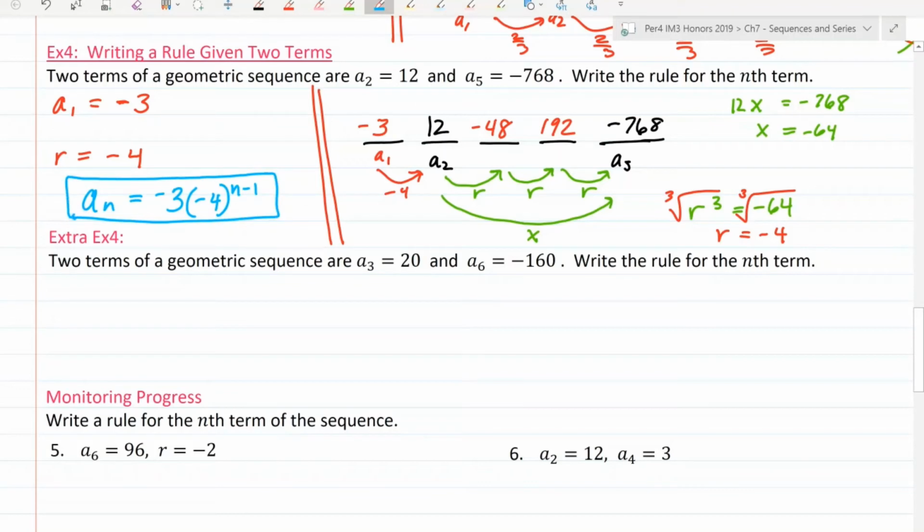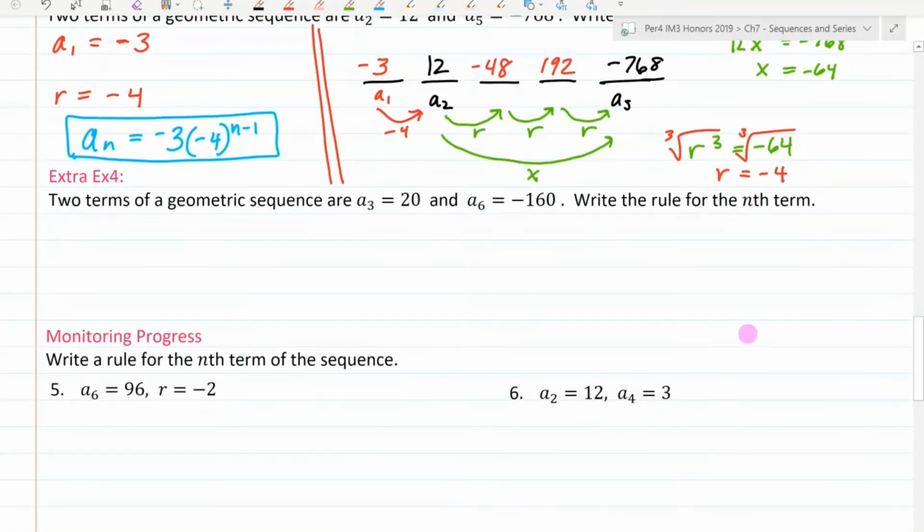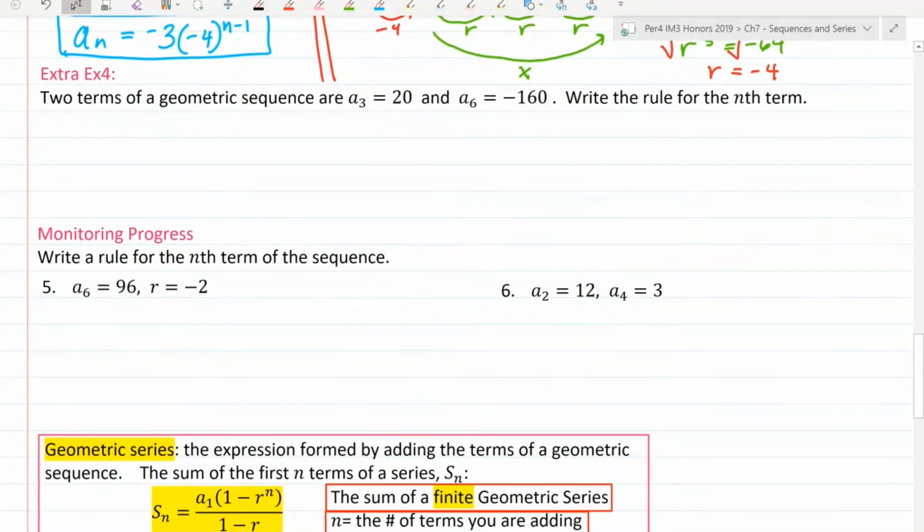All right, try the extra example 4, and if you want, actually try all 3 of these and come back and check your answers afterwards. After you pause. All right, so again, we need a1 and we need r. Skip over here a little bit more, give myself some room. We have all the way to the 6th term. 1, 2, 3, 4, 6.